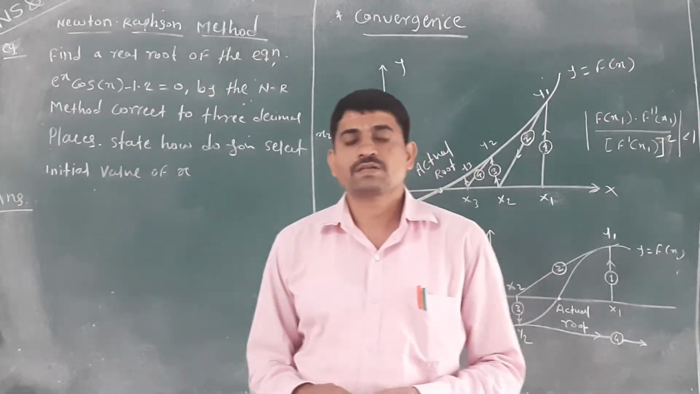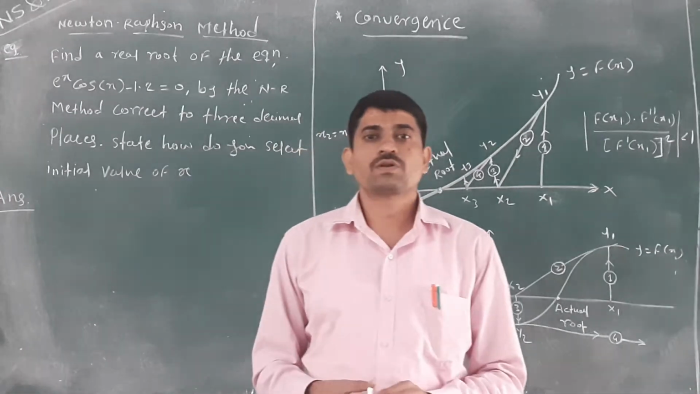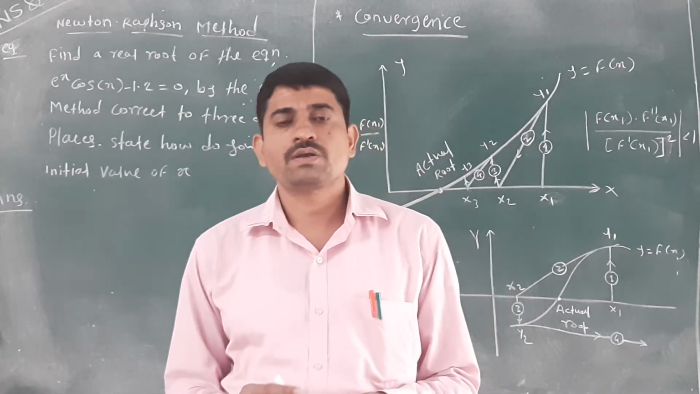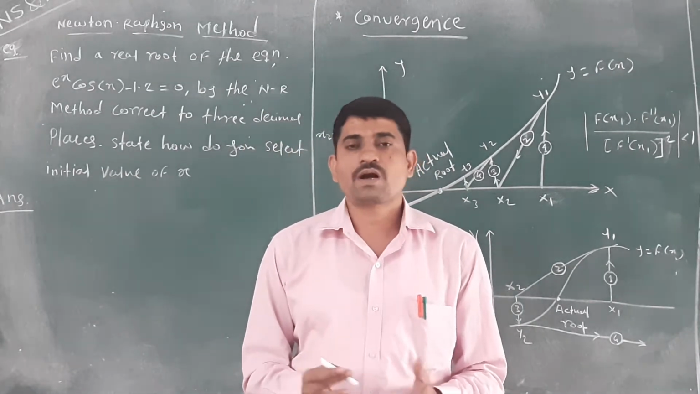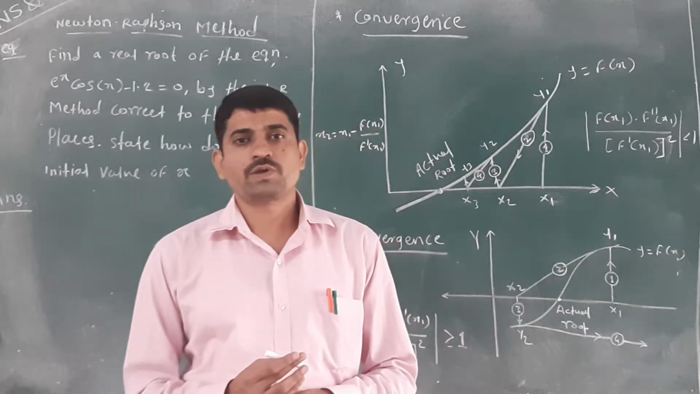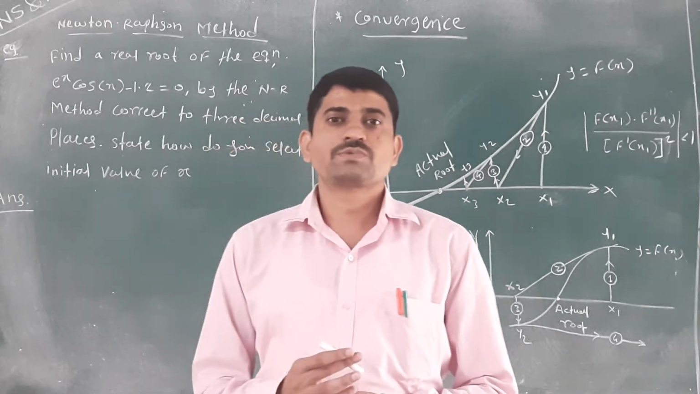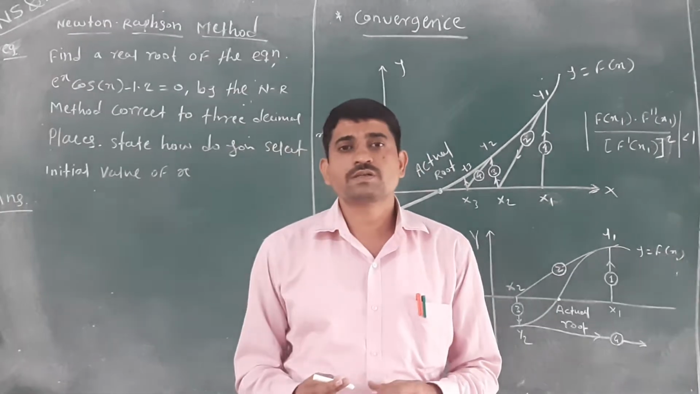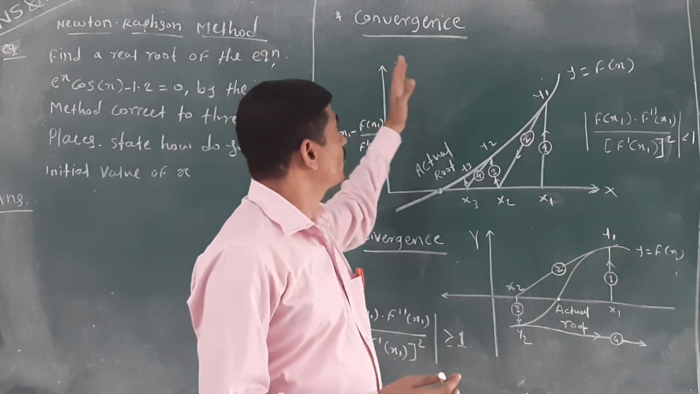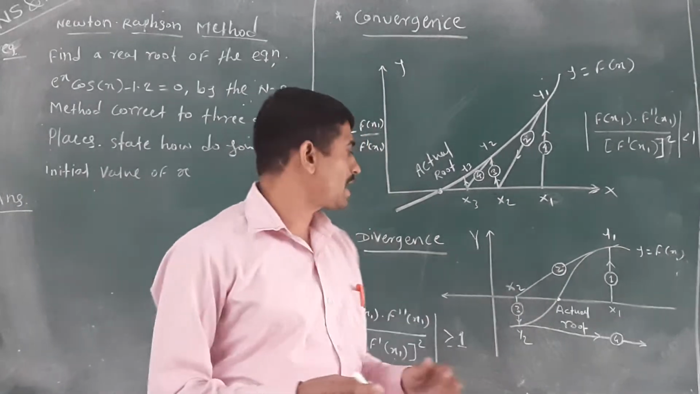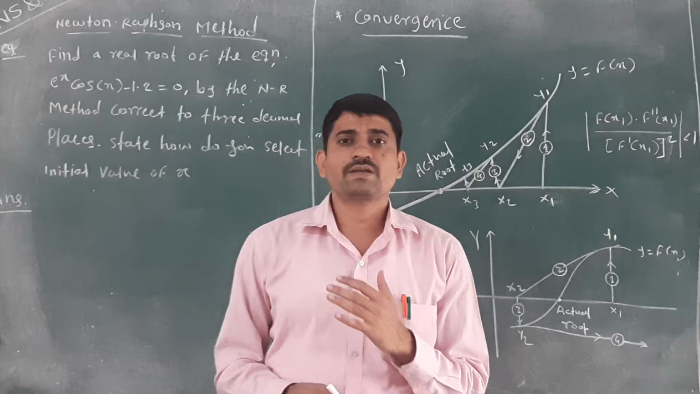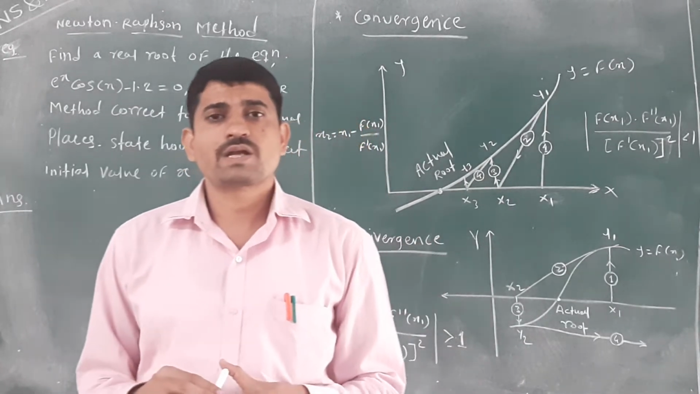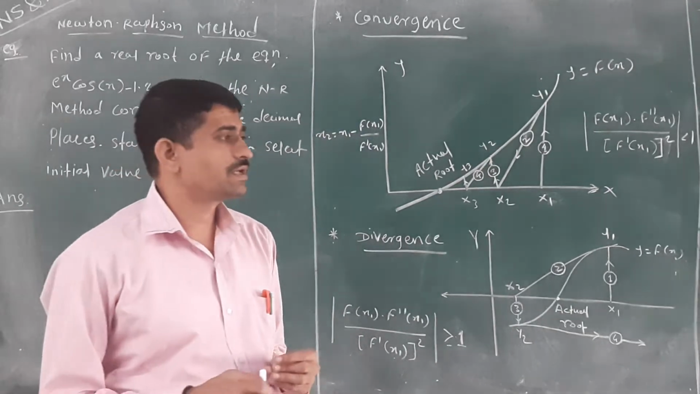In the last lecture, we solved the numerical on Newton Raphson method, if we are given two initial guesses, how to solve the given numerical. But sometimes, the problem mentions to use the convergence method, or the divergence method. What is meant by convergence and what is meant by divergence, we'll see in detail.